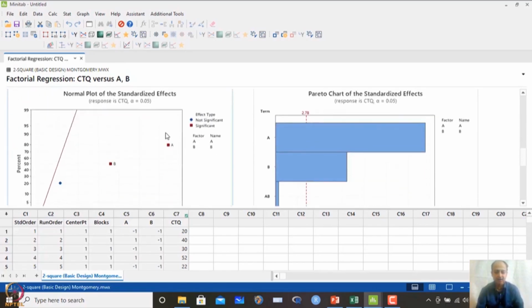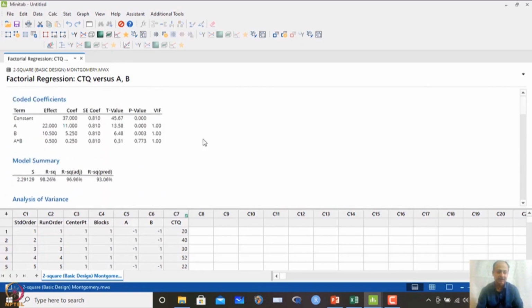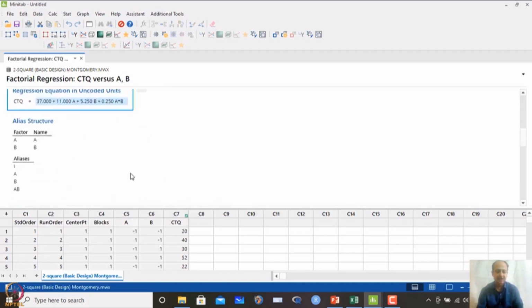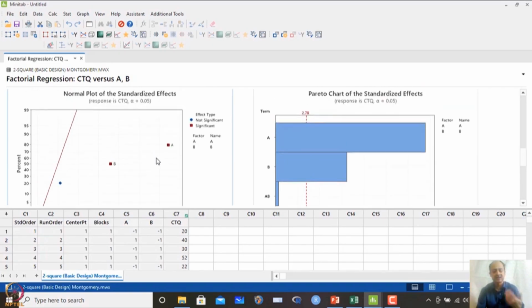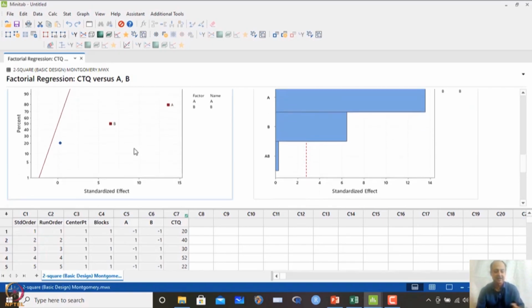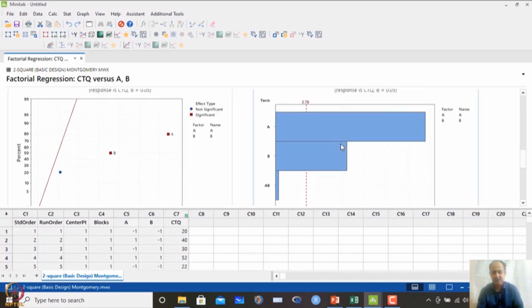The normal plot says that A and B are on the right hand side of this graph, which means they have a positive effect, and the coefficients will also tell you that. In the coded coefficients, coefficients A and B are positive, C is also positive, and the AB interaction is also positive, but it is not significant. We are concerned about AB. Anything that is red in the normal plot shows that it is significant, and the side it takes indicates whether it has a positive or a negative effect on the CTQ. So, this has a positive effect over here.